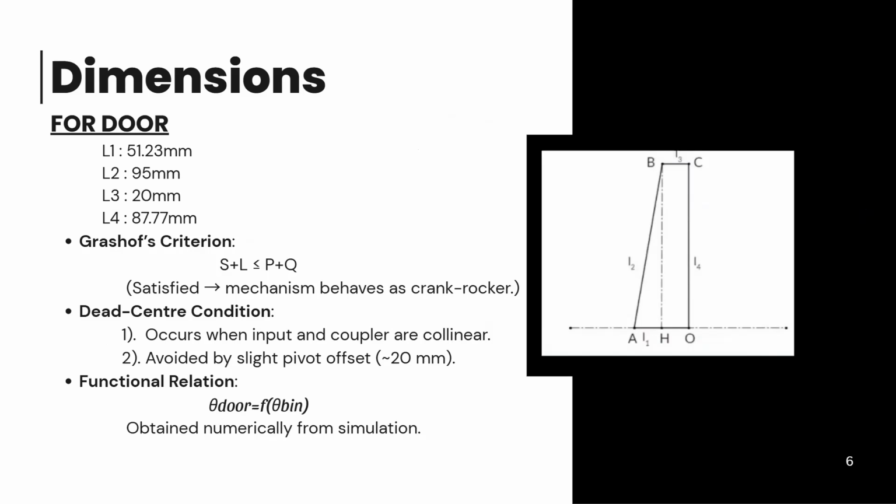Another critical design consideration was the dead center condition, which occurs when the input and the coupler link become collinear, causing the mechanism to lock. We avoid this issue by introducing a slight pivot offset of 20 mm. Our final design objective was to determine the functional relationship, that is theta door equals a function of theta bin, which we obtained numerically from the simulation.